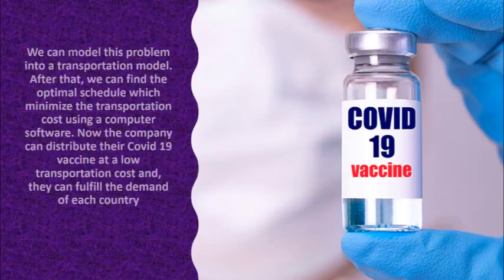We can model this problem into a transportation model. After that, we can find the optimal schedule which minimizes the transportation cost using computer software. Now, the company can distribute their COVID-19 vaccine at a low transportation cost and they can fulfill the demand of each country.